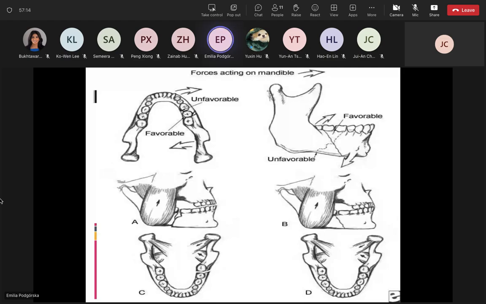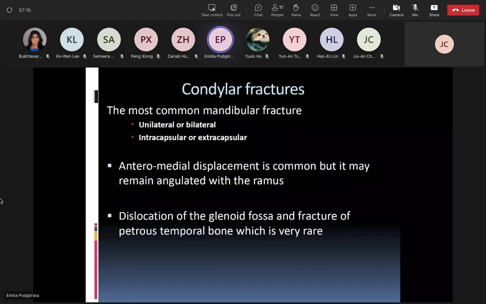Condylar fractures, the most common mandibular fracture, may be unilateral or bilateral, intracapsular or extracapsular. Medial displacement is common, but it may remain angulated with the ramus. Dislocation into the middle cranial fossa and fracture of the petrous temporal bone are really rare. There are three types of condylar fractures.